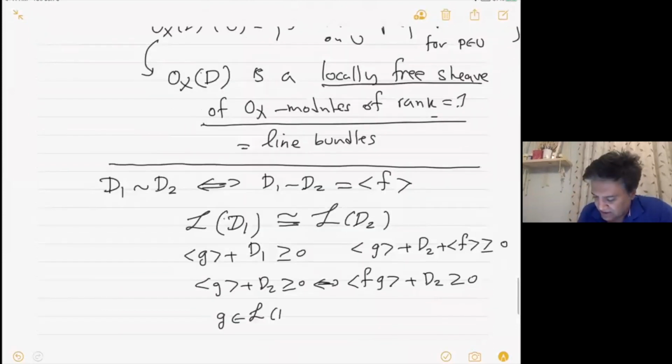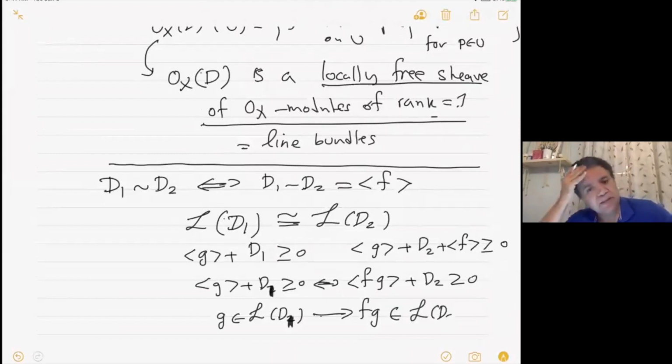So in other words, if you have a g inside L of D2, then f times g belongs to L of D1. So multiplication by f is such an isomorphism. So not only are these spaces isomorphic, but the isomorphism is actually very explicit. It can be constructed by f, just multiply by f.